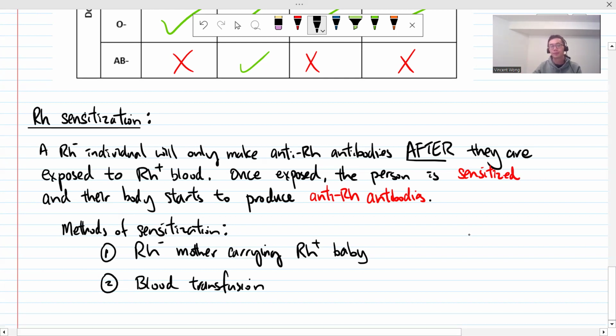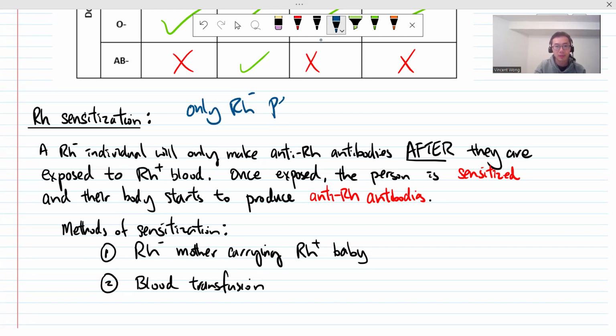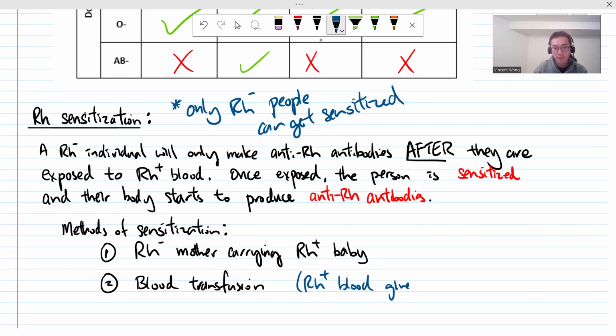Oh, Vincent, is this for the RH positive people? For negative people, only negative people can get sensitized, right? Yes. Okay, let me write down: only RH negative people can get sensitized. Sorry, maybe I misunderstood your question. Can you ask again? The explanation, are you talking about RH negative people getting positive blood? Yes. Okay, here, I'll write down: RH positive blood given to RH negative person.